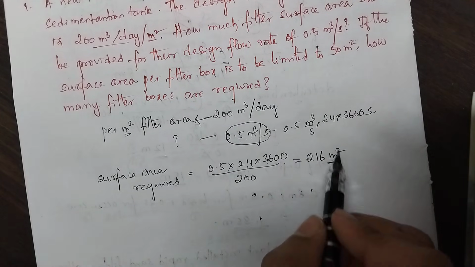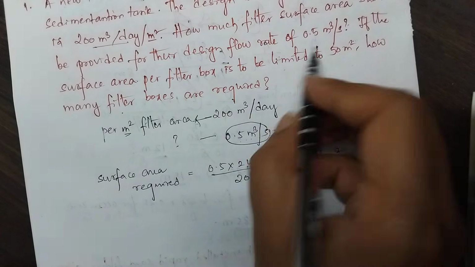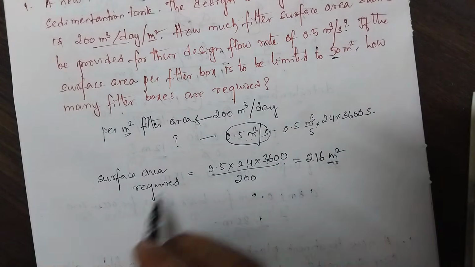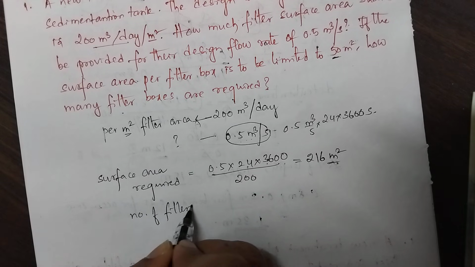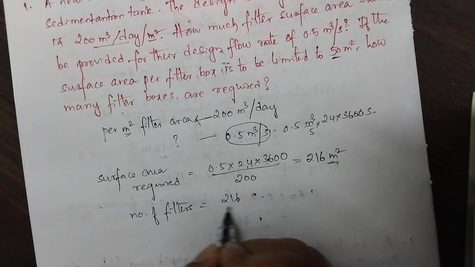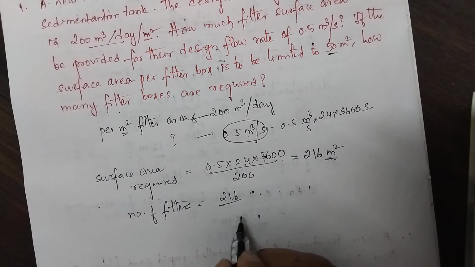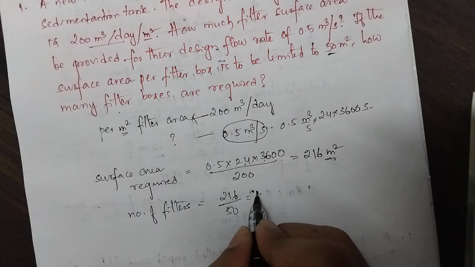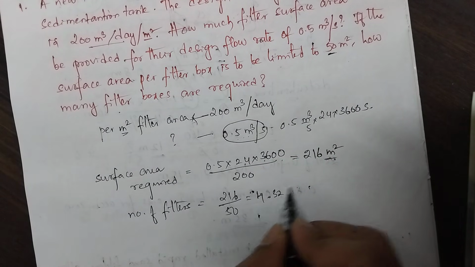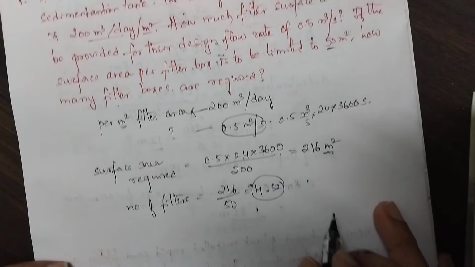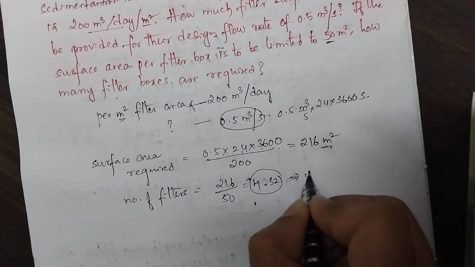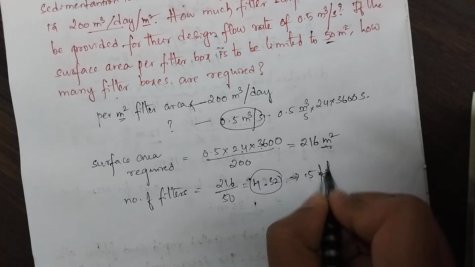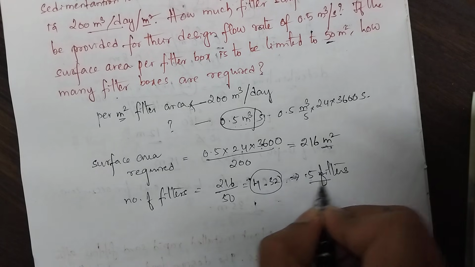Then we cannot have a single filter with this much area, but each filter should be having 50 meters square. So number of filters would be 216 divided by this 50 meters square. So it should be around 4.32. So since the number of filters can't be a fraction, so we should have the minimum 5 filters. This is the answer.